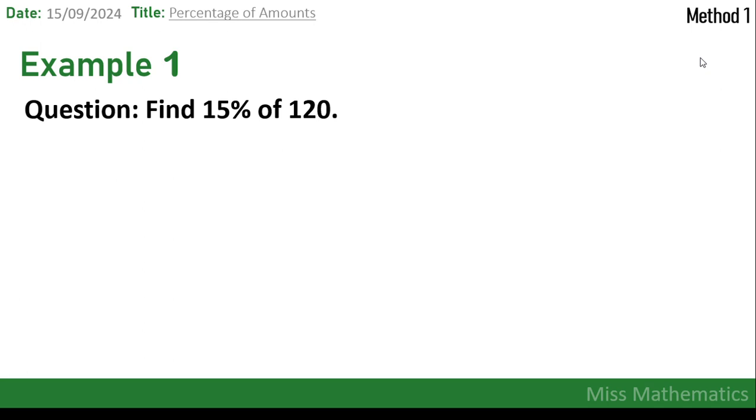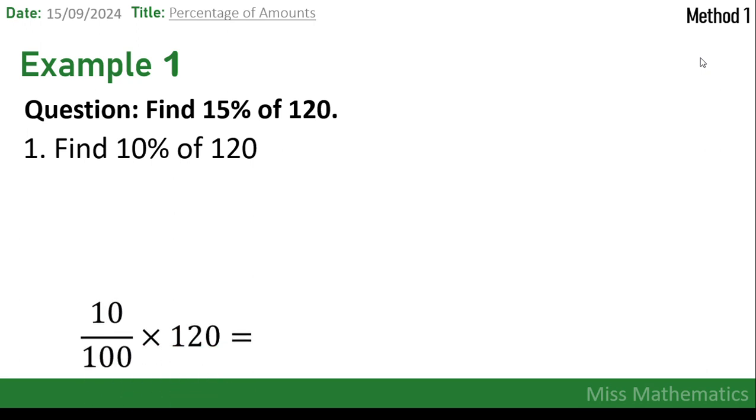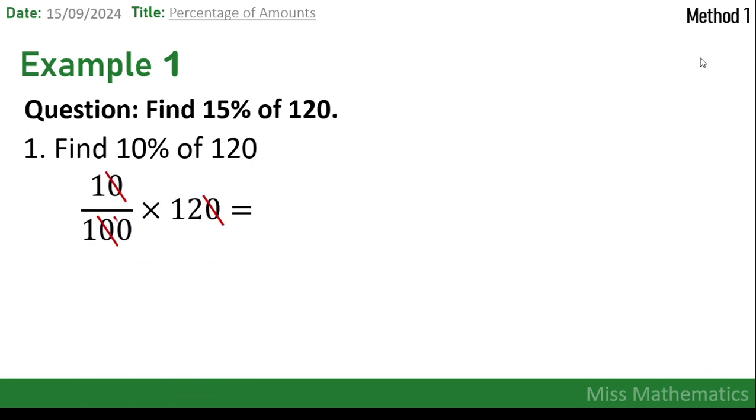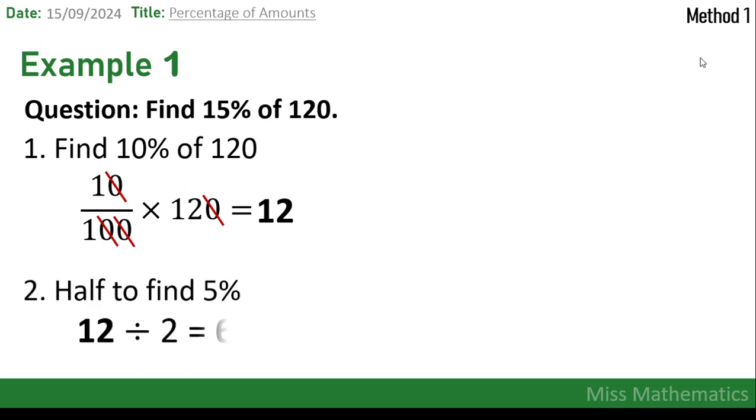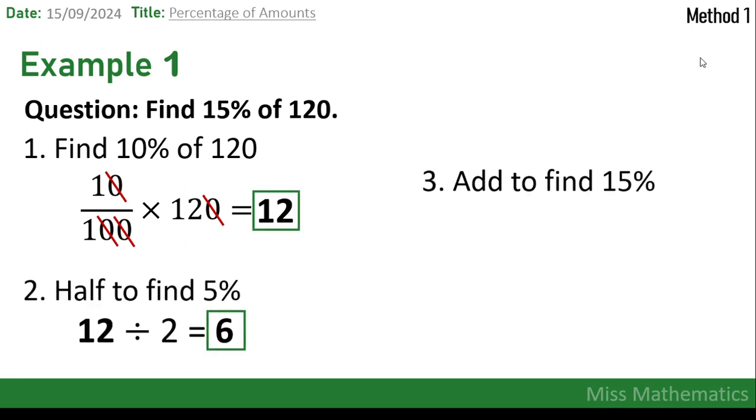Example 1. Find 15% of 120. So first we're going to do this the non-calculator way. First we find 10% of 120. You just divide 120 by 10 and you get 12. Then to find 5%, you divide this by 2 to get 6. To find 15%, you have to add both these values together. So 15% of 120 is 18.